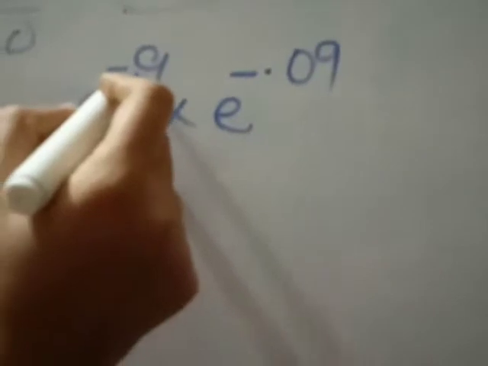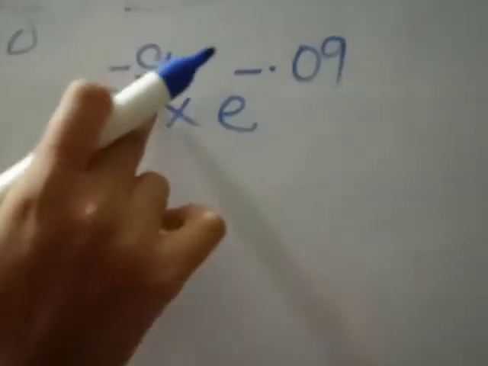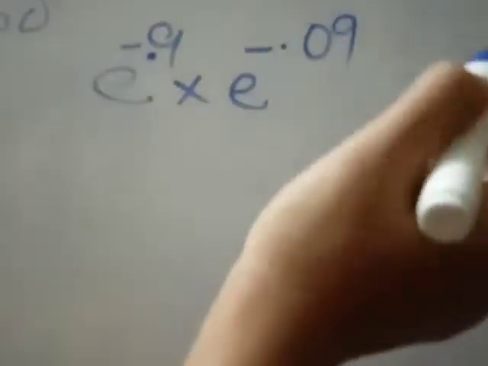See, I made a mistake over here. It is 0.9. Okay, e raised to minus 0.9 and e raised to minus 0.09.